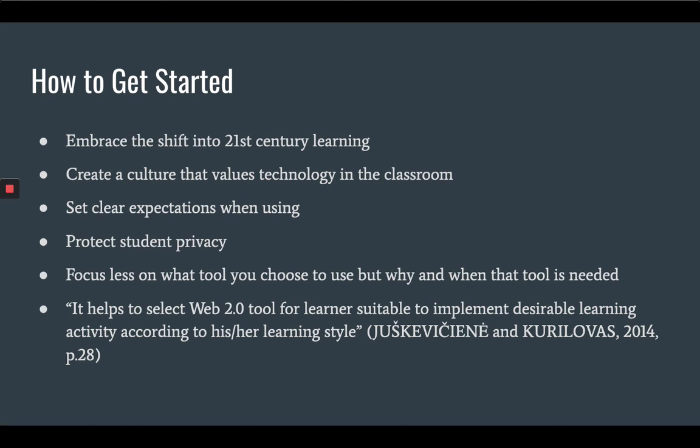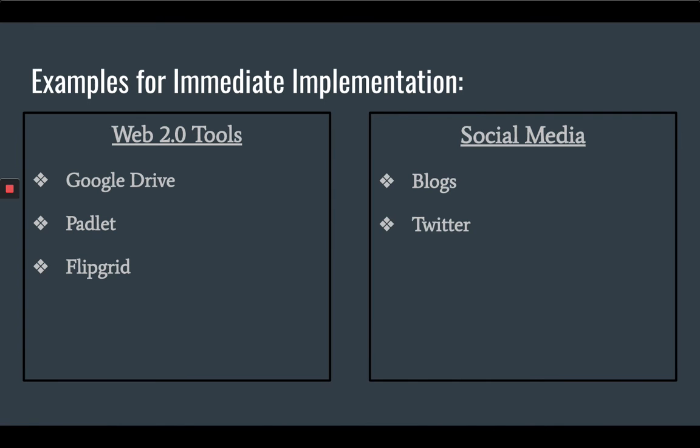Instead of focusing so much on what program or website you will use, spend more time on why and when a tool is needed. It is also important when you first introduce a new web-based program to set clear expectations and boundaries when it is in use and consistently remind students of the procedures and protocols in place. Lastly, whenever the internet is involved, it is vital that protecting student privacy remains at the forefront and is continuously checked and monitored. Some examples for immediate implementation of Web 2.0 tools are Google Drive, Padlet, and Flipgrid.